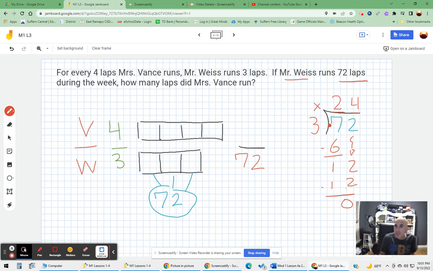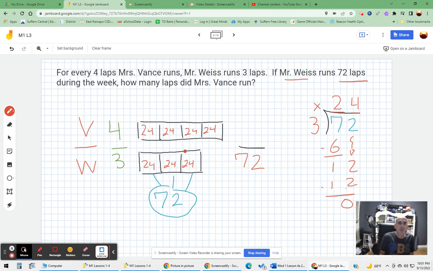Now, what does this tell me? This tells me I have 3 groups of 24. Oh, that's perfect. Here's a group of 24. Here's a group of 24. Here's a group of 24. Now, I'll show you how I count. 20, 40, 60, 64, 68, 72. Perfect. Now, what do we know if we know these bottom units are 24? These top units, 24. And look at that. We're getting closer to find out how many laps did Mrs. Vance run. Well, that's going to tell us right here.